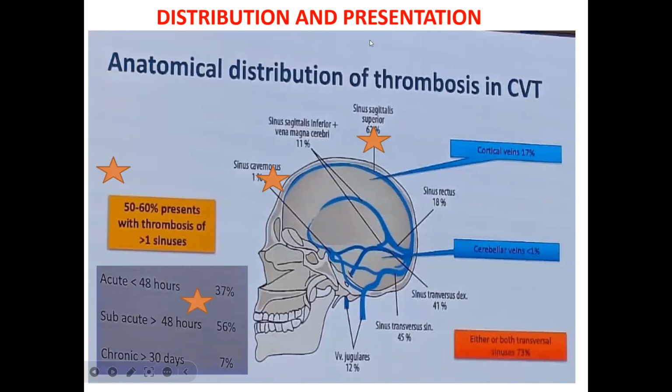Incidence: the superior sagittal sinus carries around 62% of total cortical vein thrombosis, and the least common would be the cavernous sinus, which carries around 1%. Fifty to sixty percent of patients will come with more than one sinus involvement, as all of you have seen prior. And the most common presentation would be subacute onset.